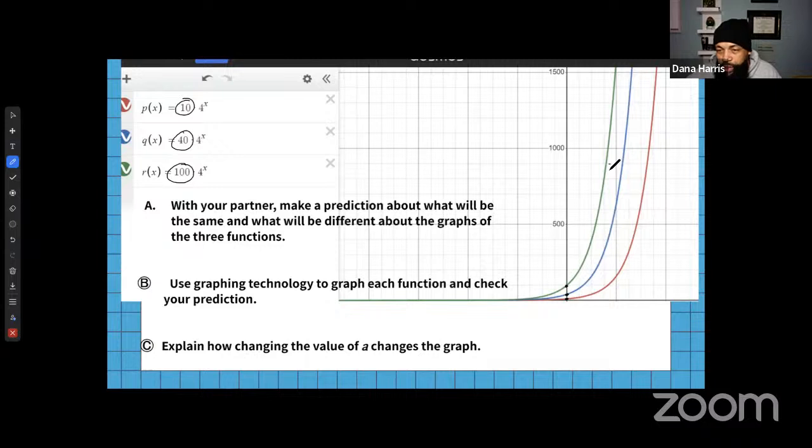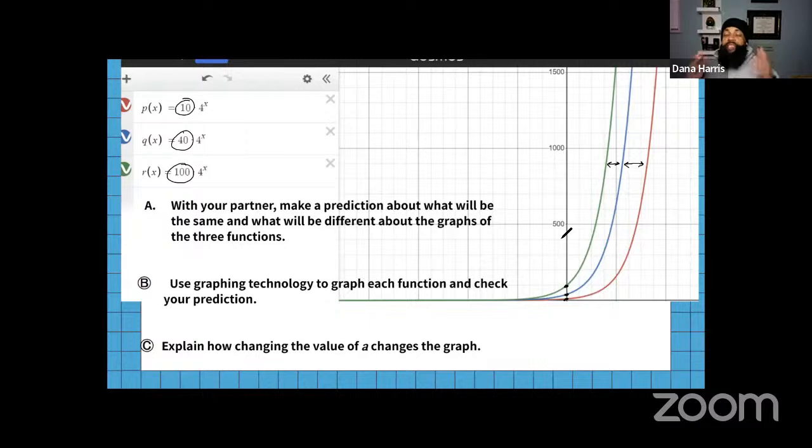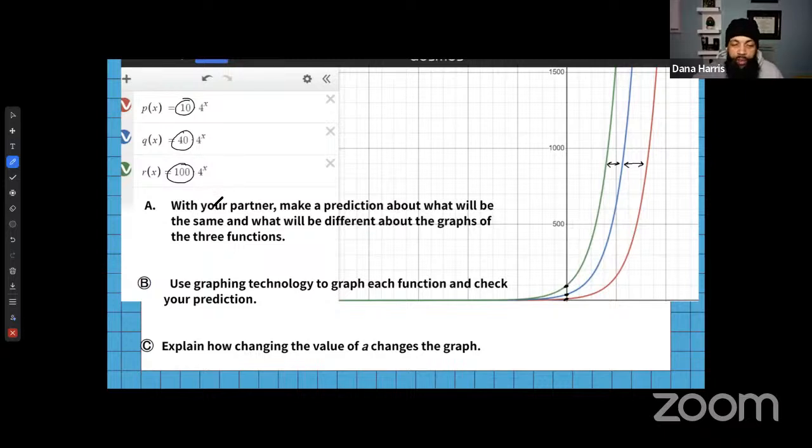But if you notice this distance here, because they have the same growth factor, these graphs will always stay the same distance apart as this graph increases. As the x value increases horizontally, they will always stay the same distance apart. They just have a different beginning part because of the initial value. Some people say steepness. That's one way to describe it, but when they have the same growth factor, they will always stay the same distance apart on that graph, okay?